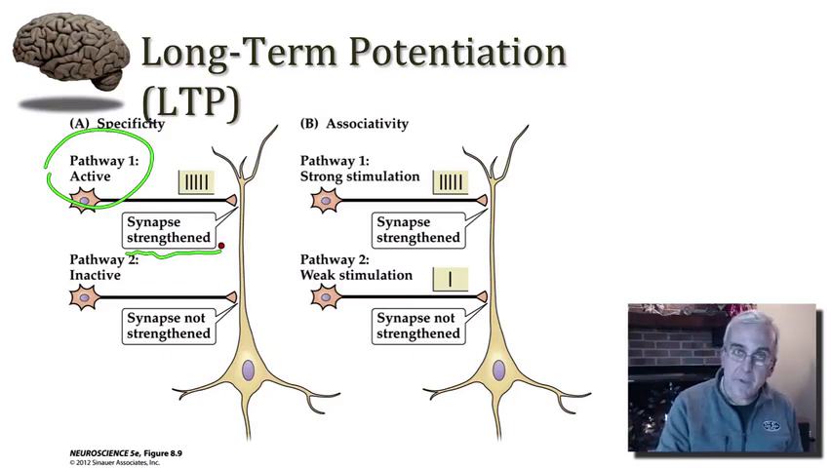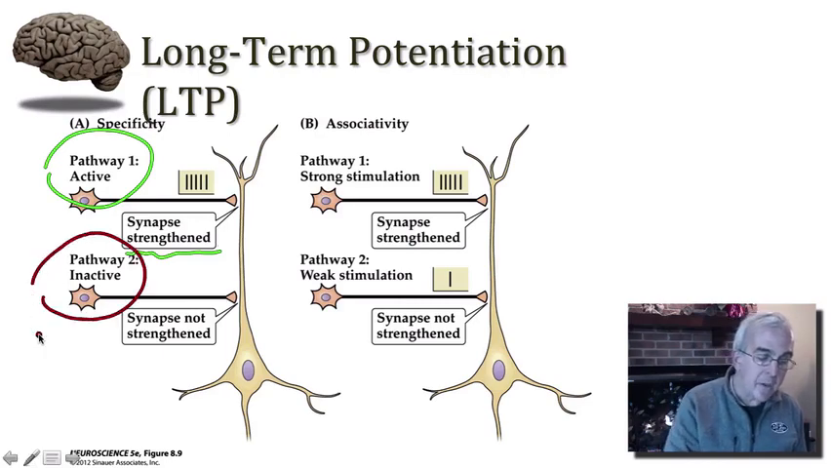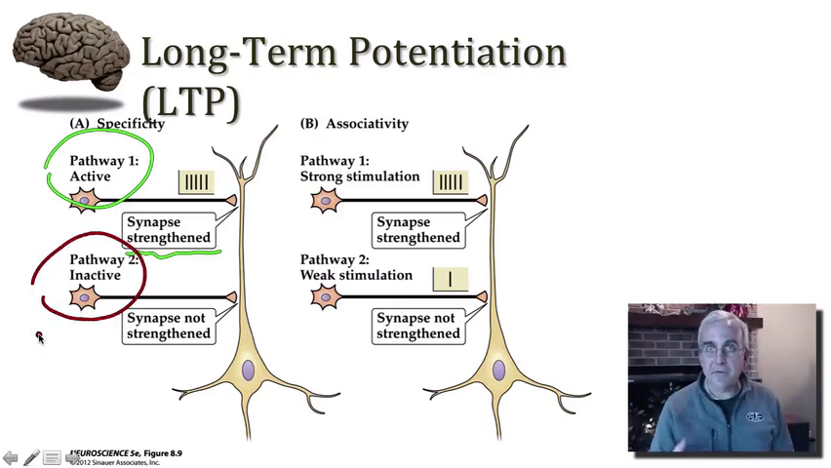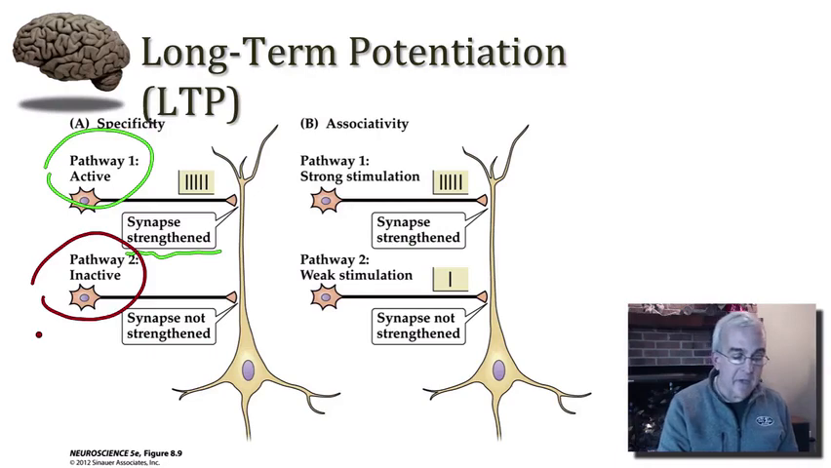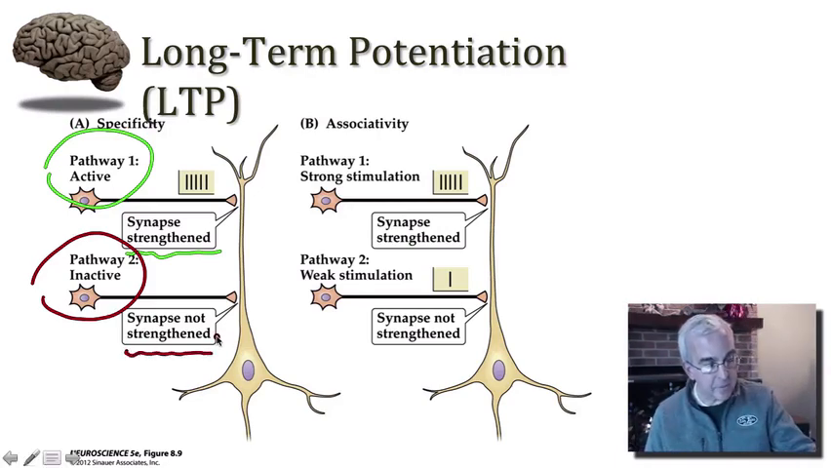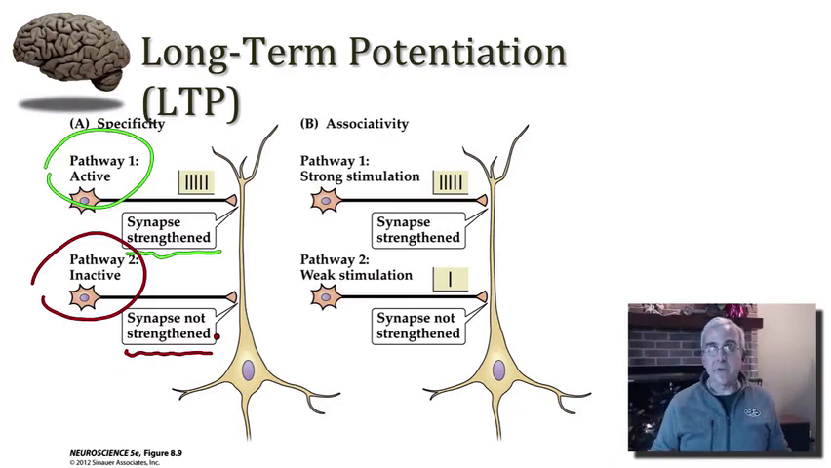Meanwhile, another pathway, pathway 2, that was not active at the time that pathway 1 was active, its synapse is not going to be strengthened. So in order for there to be potentiation of a pathway, there must be activity at that synapse between the pre and the postsynaptic partner. Meanwhile, other parallel pathways that are not active will not be strengthened.